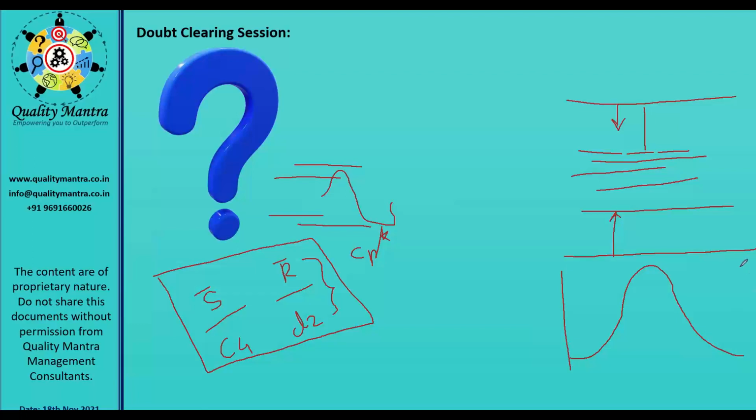The average, your mean, how much away it is from the specification limit. Imagine this is your lower specification and upper specification limit, and this is your average. In a control chart, what do you monitor? You are monitoring the average, you are monitoring the data. If your data is like this, with maximum data here at the center, the chances of going out of specification will be lesser.